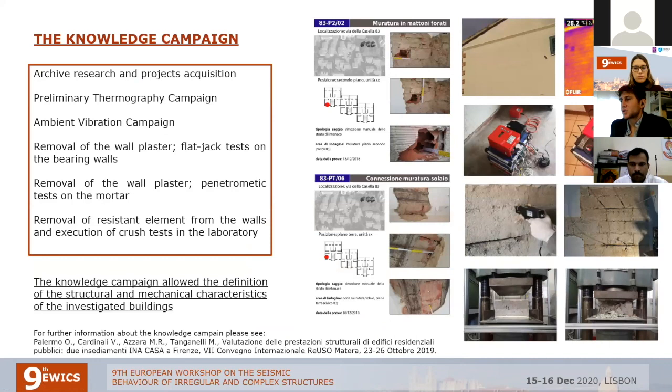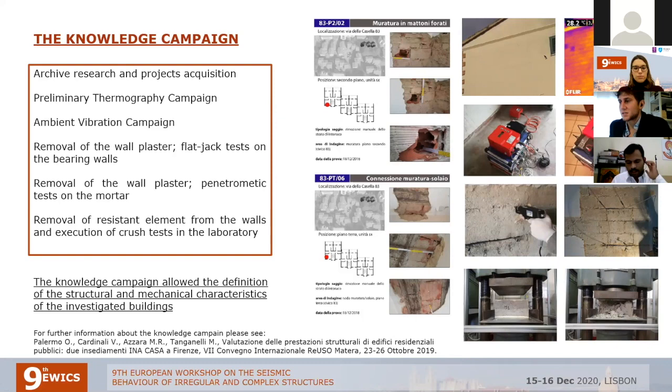Then a preliminary thermography campaign has been used. An ambient vibration campaign has been carried out on one of the selected cases for each typology. And moreover, about the masonry structures, a flat jack test has been performed, and a test on the mortars in order to check the quality of the mortars of the masonries, and some resistant elements of the building walls have been extracted from the building walls in order to test them through crush tests in the laboratory of the university.